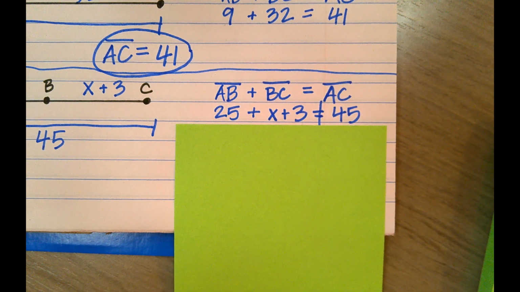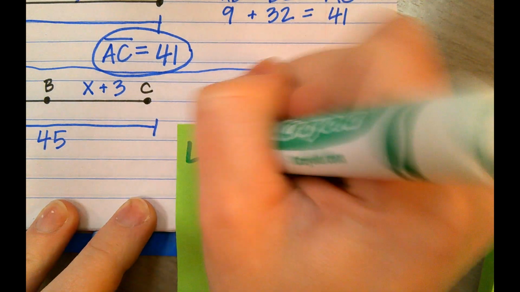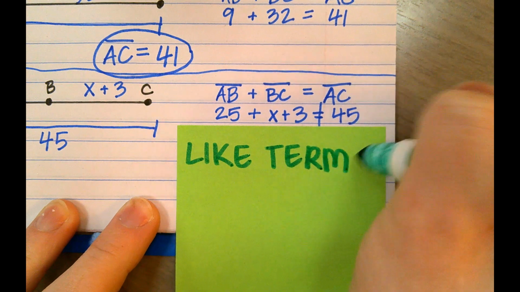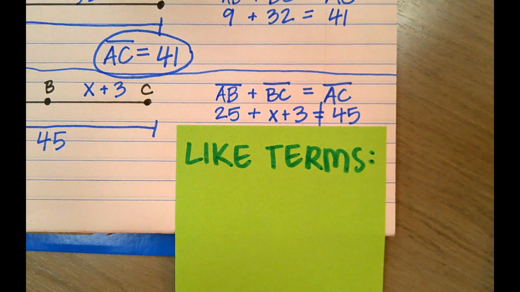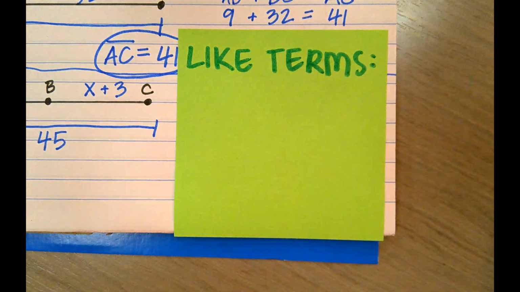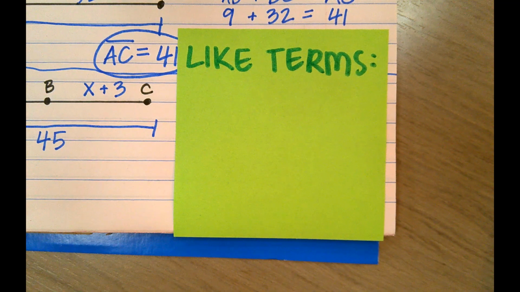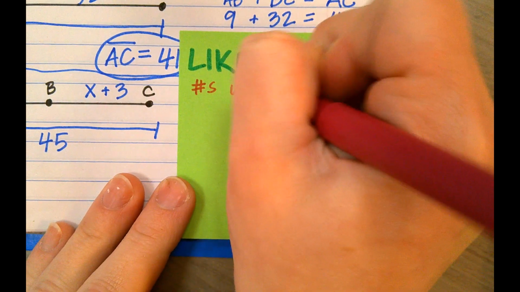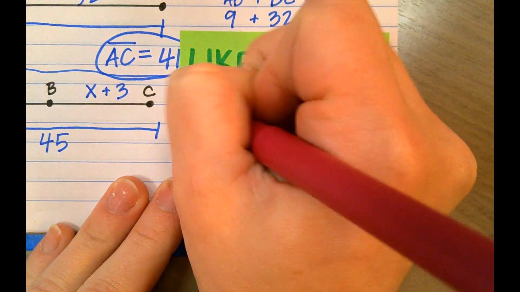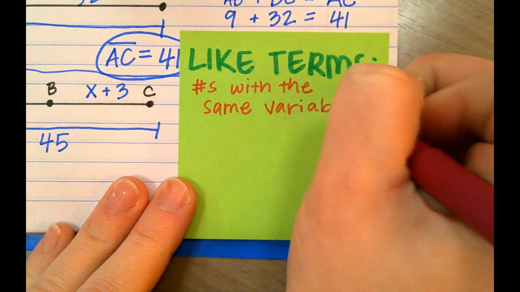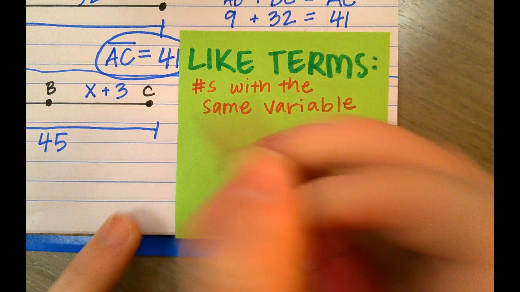But just so we know, like terms, I'm going to be saying this a lot. Like terms. What this means is it's numbers that have the same variable or no variable. So I'm going to write numbers with the same variable.